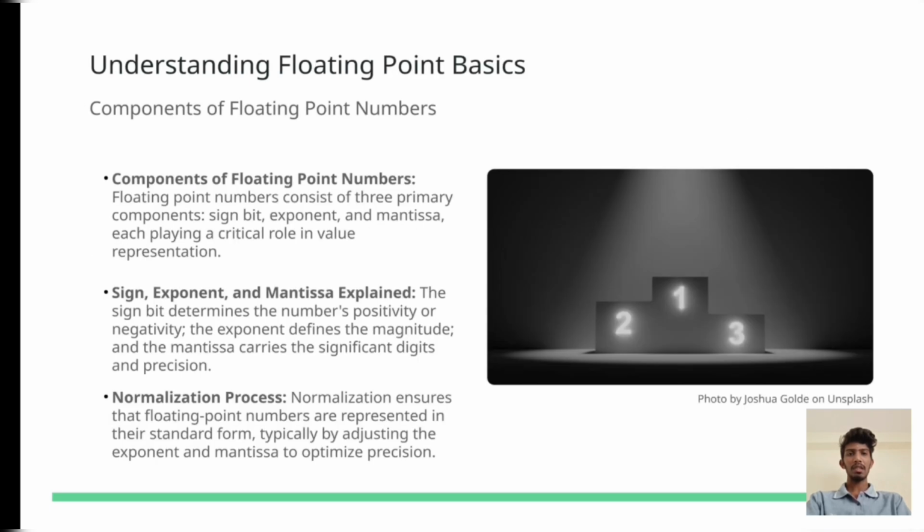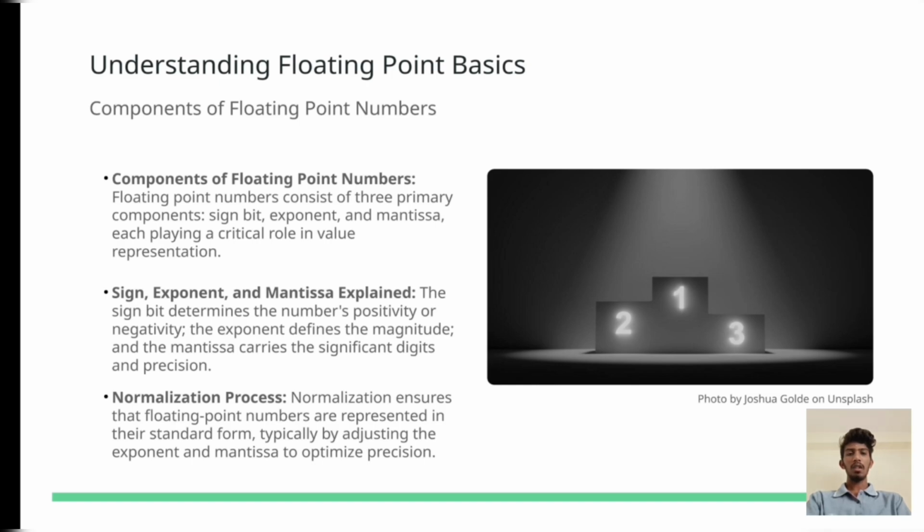Understanding floating point basics. Components of floating point numbers. A floating point number consists of three primary components: sign bit, exponent, and mantissa. Each plays a crucial role in value representation. Sign, exponent, and mantissa explained. The sign bit determines whether the number is positive or negative. The exponent defines the magnitude, and the mantissa carries the significant digits and precision.